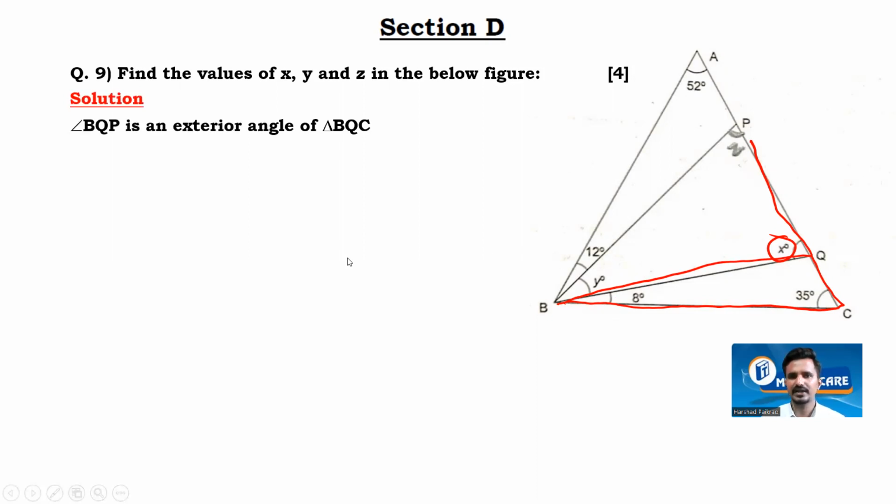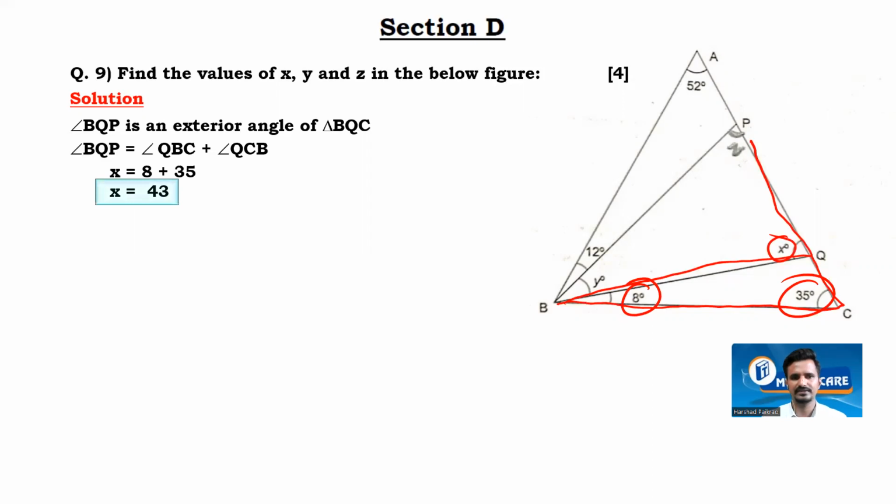BQP is the exterior angle of triangle BQC, and we know that the measure of an exterior angle is equal to the sum of its interior opposite angles. Now, which are the interior opposite angles here? For that x, the interior opposite angles are B and C. So we say angle BQP is equal to angle QBC plus angle QCB. We are using the theorem of exterior angle of a triangle. Now put the values. So you'll get x is equal to 8 plus 35. And what is 8 plus 35? It is 43. So we got the first answer.